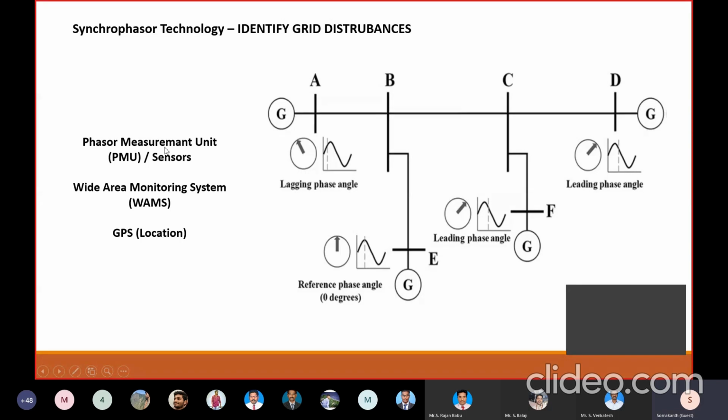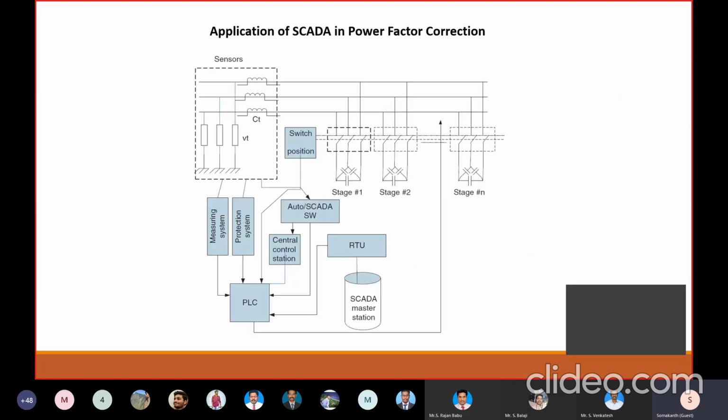So these are terms. Phasor measurement unit: there are sensors at the substations which can measure the phase angles. It is otherwise called a wide area monitoring system. It is like a complement to SCADA. It is not a regular SCADA. It is one of the methods to identify grid disturbances. Once we identify, you have to correct the power factor.